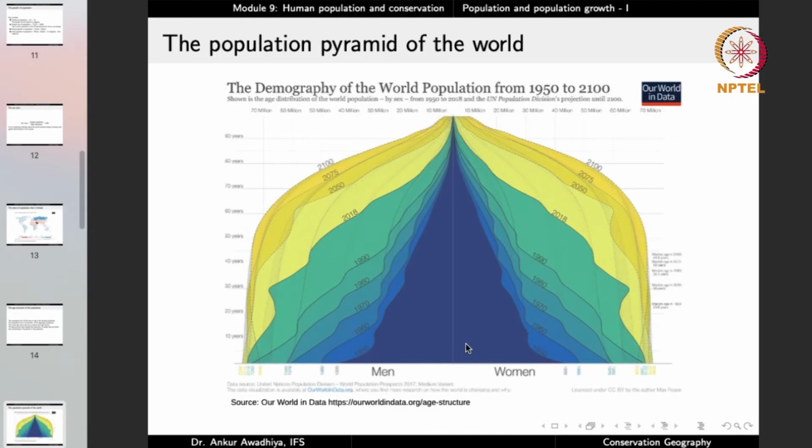And this brings us to the population pyramid of the world. A population pyramid is a chart that shows males and females on the x-axis, and on the y-axis it shows the different age groups. And for each age group, we can figure out the number of females and the number of males in this particular population. The most important factor in the case of a population pyramid is the shape of the pyramid.